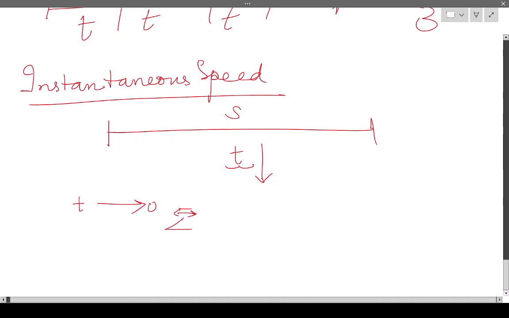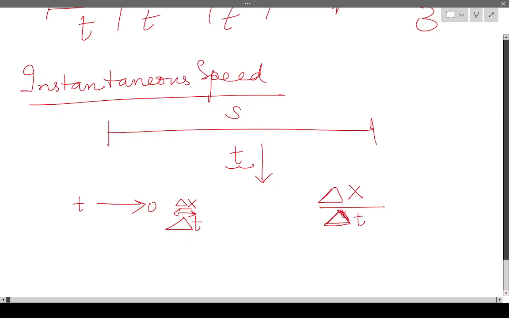What is this time interval? Mathematically, we call this delta t, which means assume it is going to be a small interval. Similarly, the distance covered at that time is going to be a small distance, delta x. Now, how can you find the average speed at that time? Here, this is delta x by delta t.